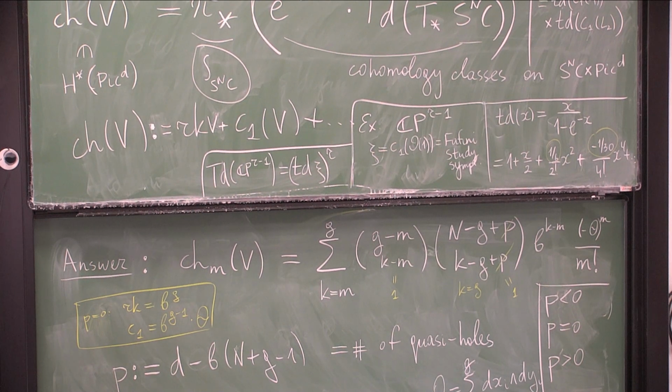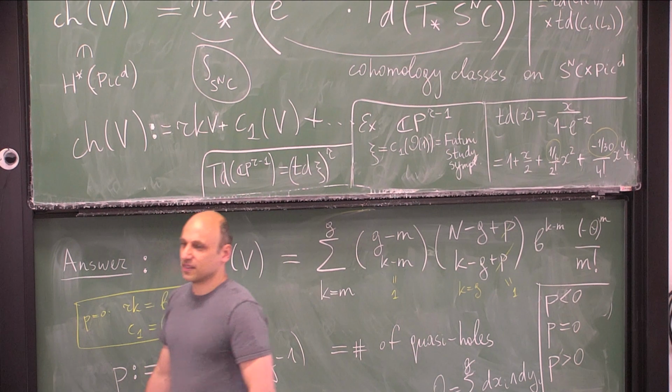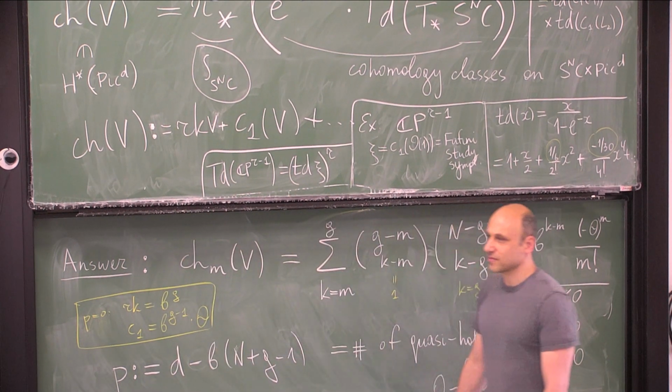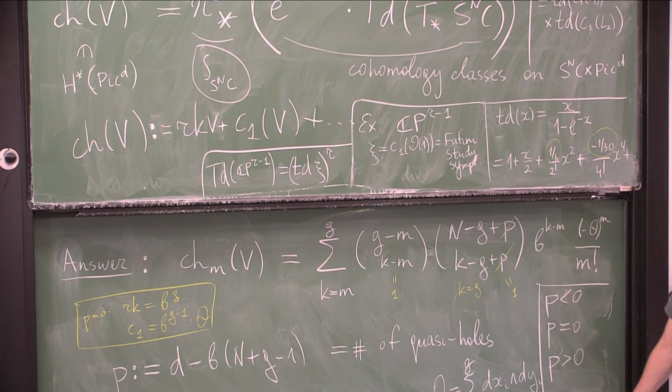People who do numerics always like to do calculations on the sphere. If we specialize all this to the sphere, then not much remains, right? On the sphere, there is only the rank, because there is no space of fluxes. So you can take genus 0.